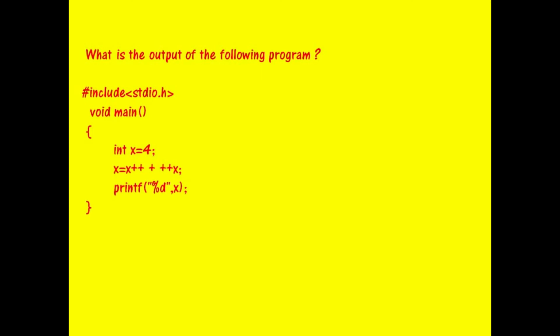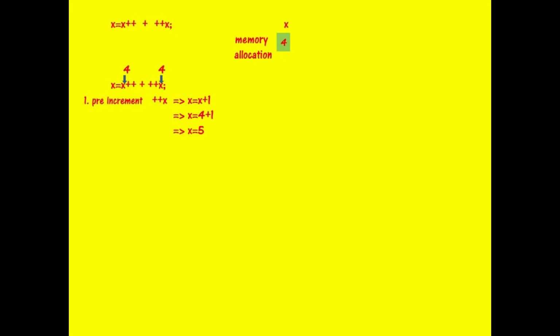Third program. Execution starts from the main method. The first statement executes: x will get some memory allocation. So x is initialized to 4. Now evaluate the expression x = x++ + ++x. First step, any pre-increment or pre-decrement. Here the pre-increment is already there, so execute this pre-increment, ++x. ++x means x = x + 1. The value of x is 4 and it is replaced by 5 now because it increases by 1.